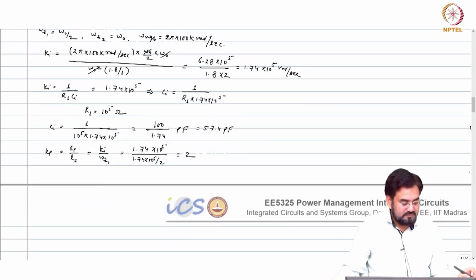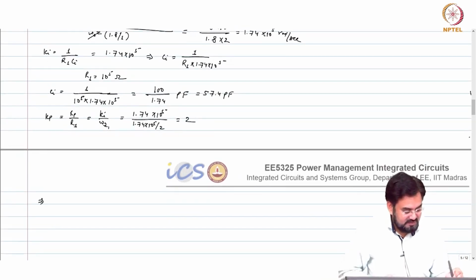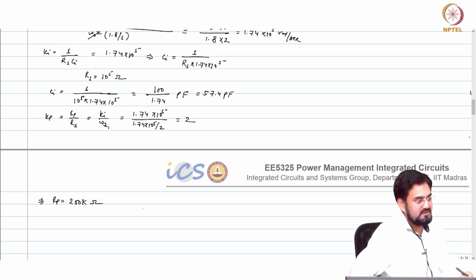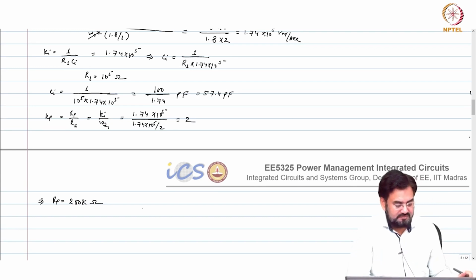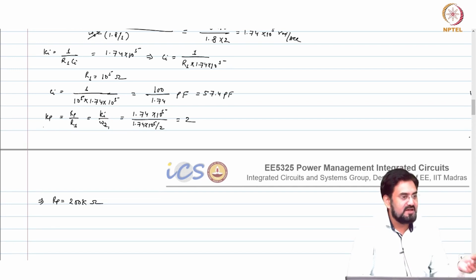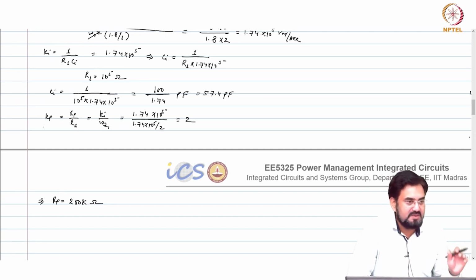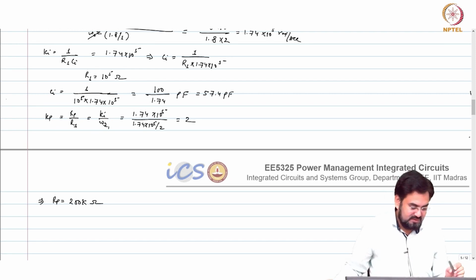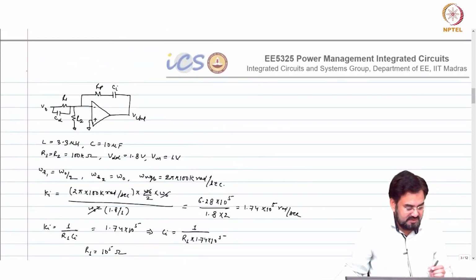Okay. This implies Rp equal to 200 kilo ohm. Okay. So the reason I wrote Kp, you could have calculated simply by making omega Z1 equal to 1 over Rp Ci, but I wanted to see how much Kp we have. That's why I just wrote that. Otherwise it doesn't make any difference how you calculate.